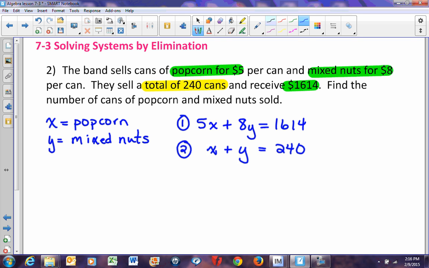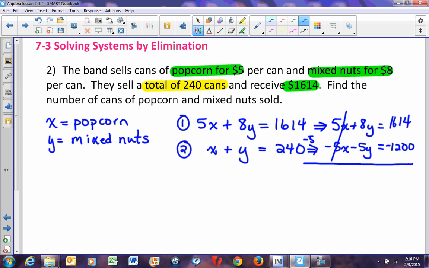Now I simply need to multiply out to get rid of one of my variables. Equation 2 is obviously going to be multiplied by a negative number. I can either multiply it by -5 to eliminate x, or I can multiply it by -8 to eliminate y. It doesn't really matter, but I think I'll just go with -5 because it's a little simpler. So I'm going to keep equation 1: 5x plus 8y equals 1614. Equation 2 here, I'm going to multiply by -5. So I'll have -5x minus 5y equals 240 times -5, which is -1200.